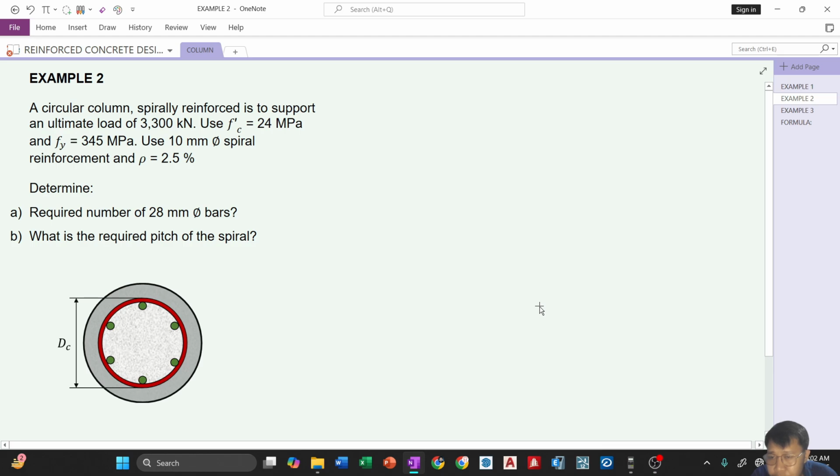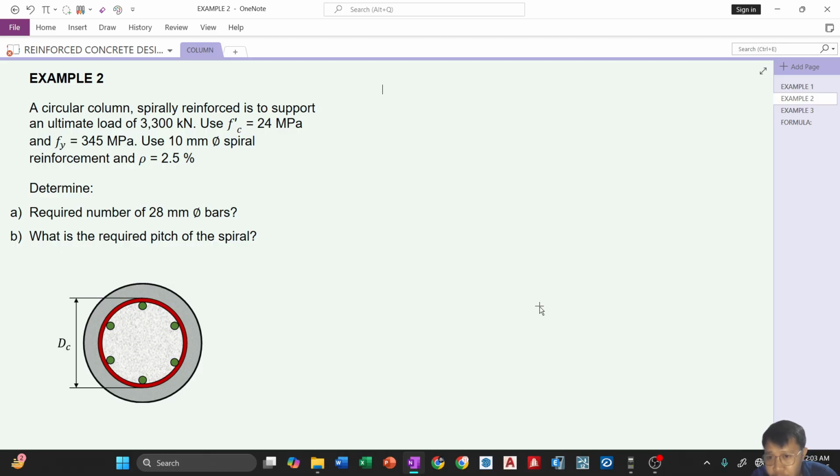Okay, example number 2. A circular column spirally reinforced is to support an ultimate load of 3,300 kN. Use F prime C 24 megapascal, Fy 345 MPa, use 10 mm spiral reinforcement and steel ratio of 2.5%. Determine the required number of 28 mm bar diameter and what is the required pitch of the spiral. So just like in number 1, very similar naman yung tanong natin dito, but this time we're given here a circular column that is spirally reinforced.